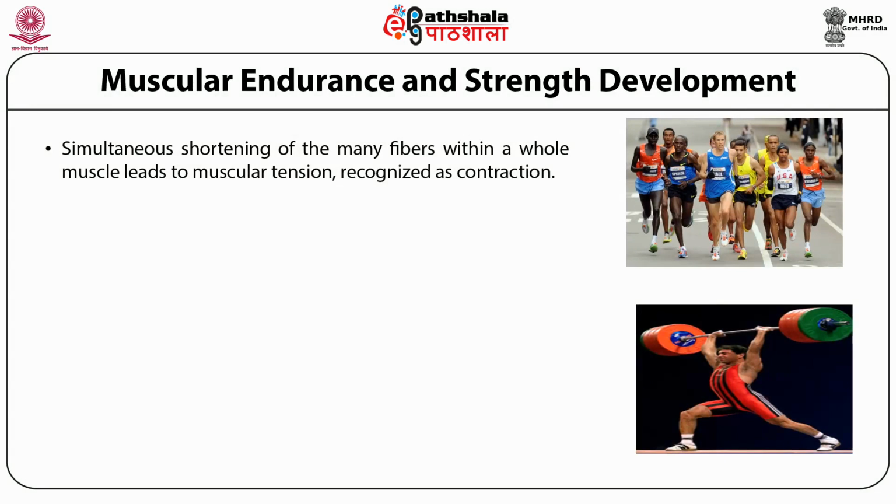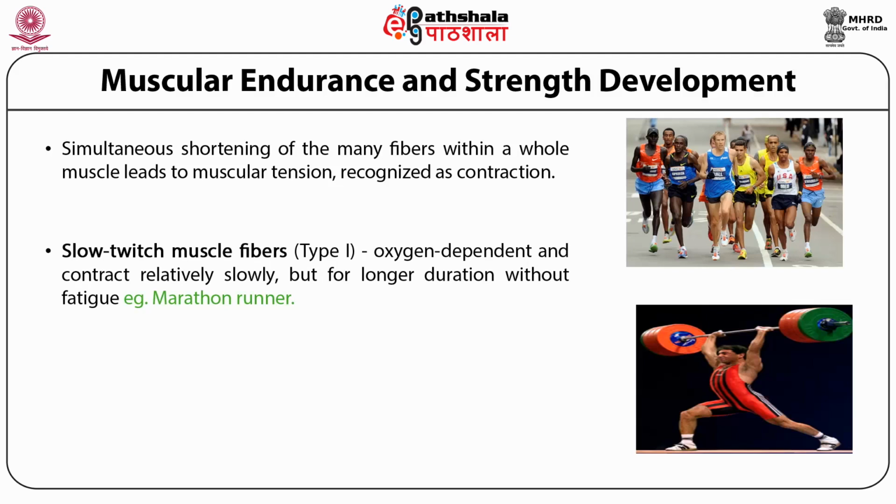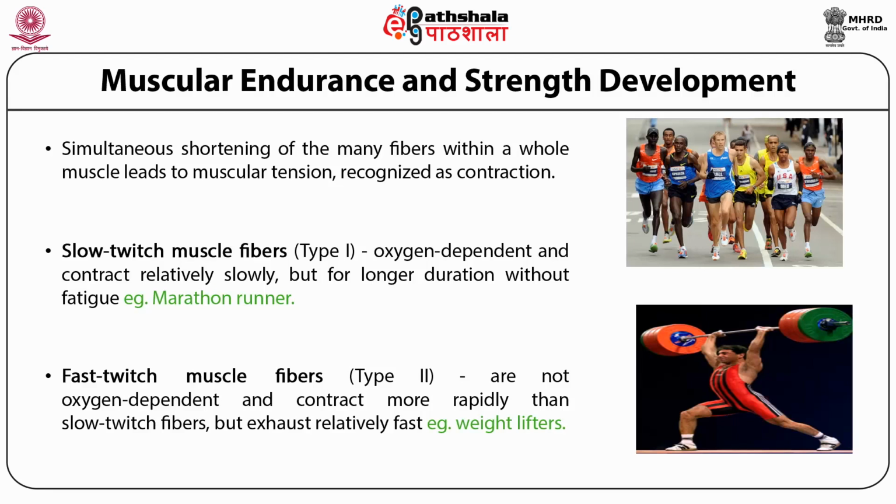Simultaneous shortening of many fibers within a whole muscle leads to muscular tension, recognized as contraction. Depending on how quickly a muscle fiber contracts, it can be categorized as either a slow twitch muscle fiber or a fast twitch muscle fiber. A slow twitch muscle fiber, type 1, is oxygen dependent and contracts relatively slowly but for a longer duration without fatigue. However, fast twitch muscle fibers, type 2, are not oxygen dependent and contract more rapidly than slow twitch fibers, but exhaust relatively faster.